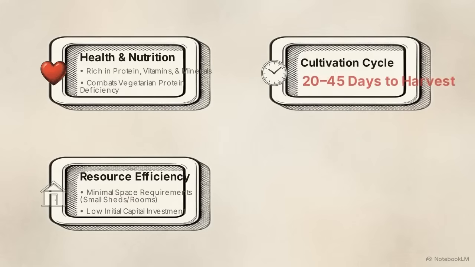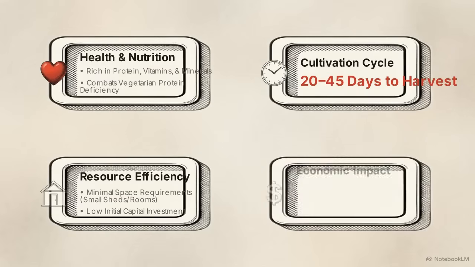Highlight the highly efficient cultivation cycle, which typically yields a harvest in just 20 to 45 days. Close the response with the broader economic picture. Detail the macroeconomic impact. Mushroom farming creates local jobs, utilizes agricultural waste, and generates foreign currency through international exports.